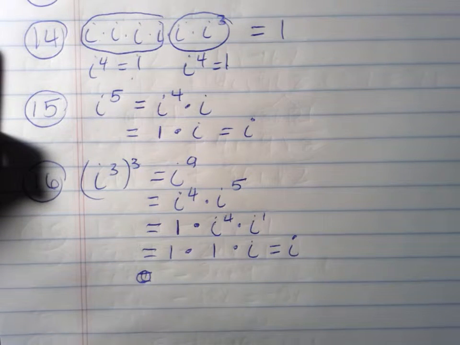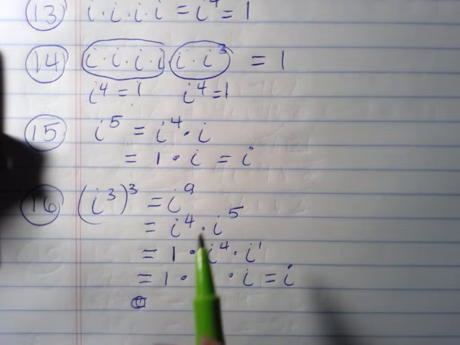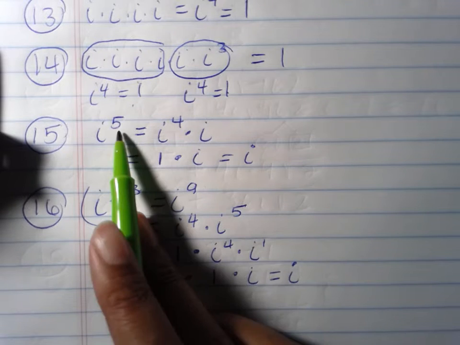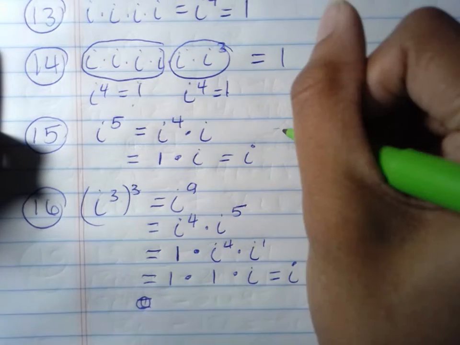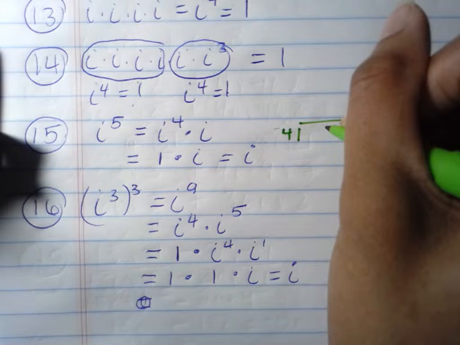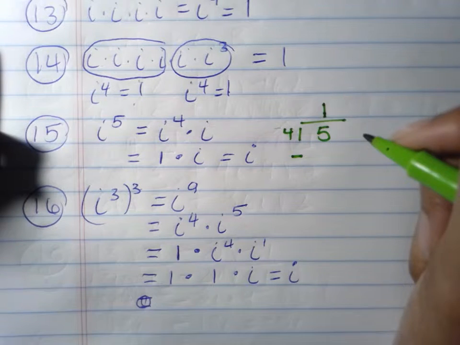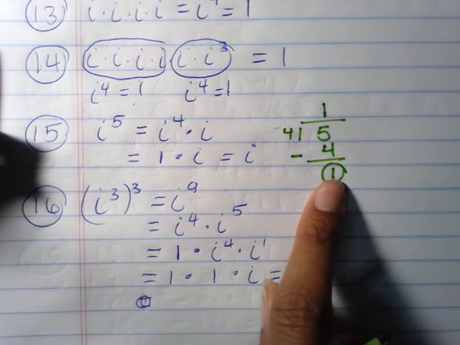Now there's another way I could have done this. I could have done long division. So we have 5. I just put the highest number, so we know i to the 4th is 1. I'm just going to go, okay, how many times does 4 go into 5? 1 time. So 5 minus 4, and then my remainder is 1, so it's just i. i to the 1st is i.